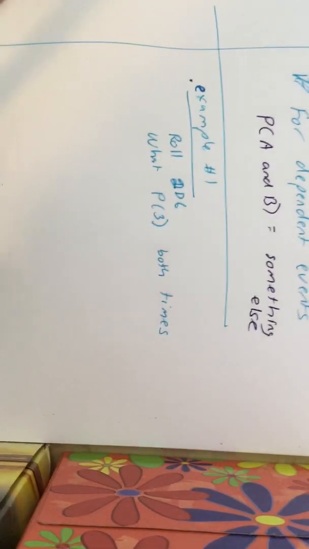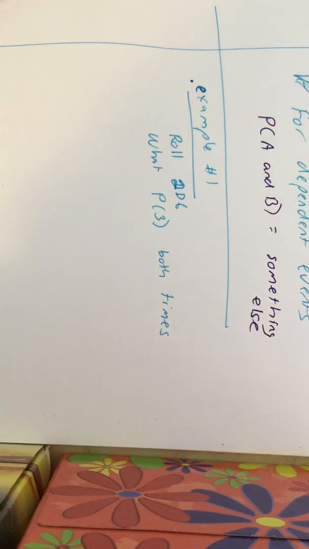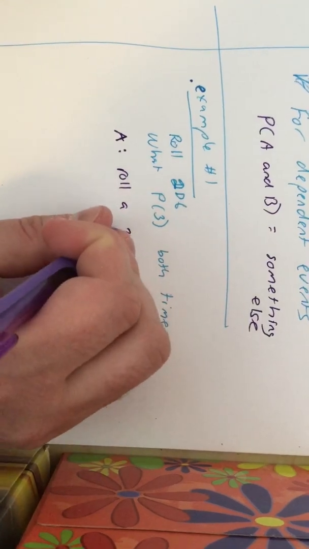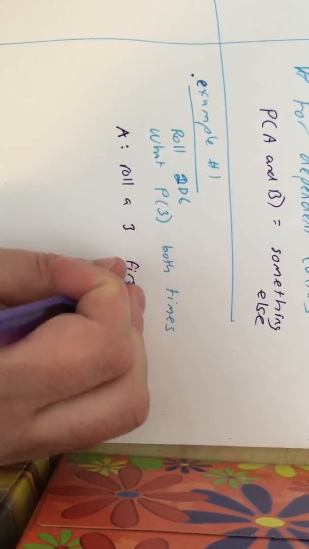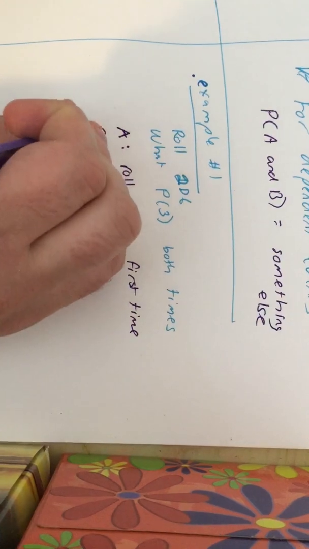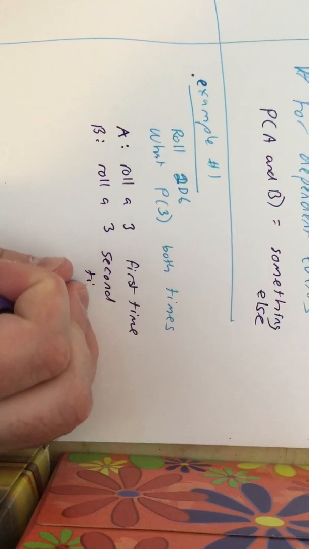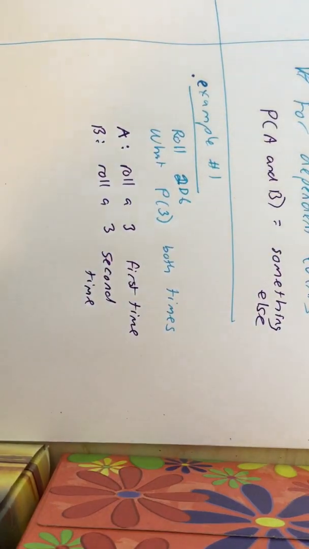So what we have here is two events. The first one, A, is roll a 3 the first time, and B, roll a 3 the second time. Now I'm going to argue that these are independent events. Whether or not we roll the 3 the first time has no bearing on whether or not we roll a 3 the second time. So these are independent events.